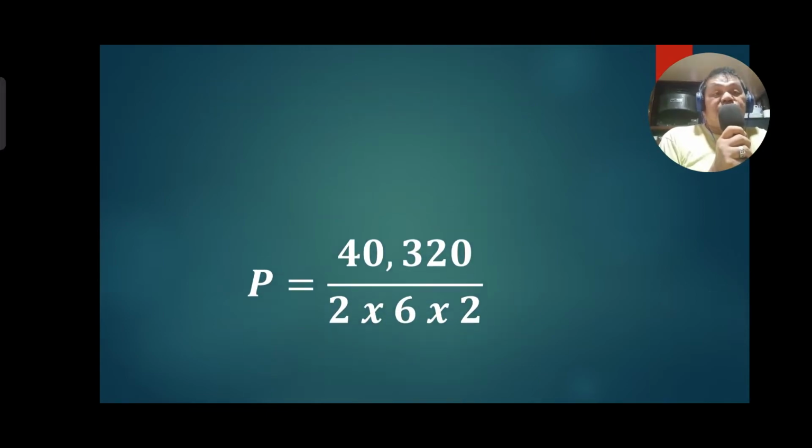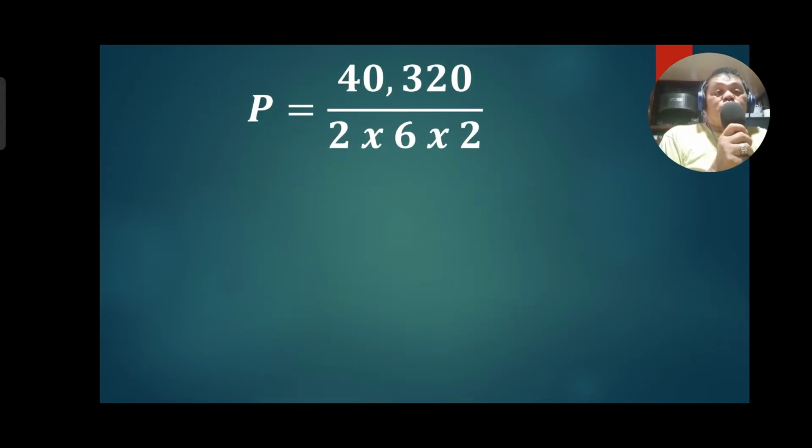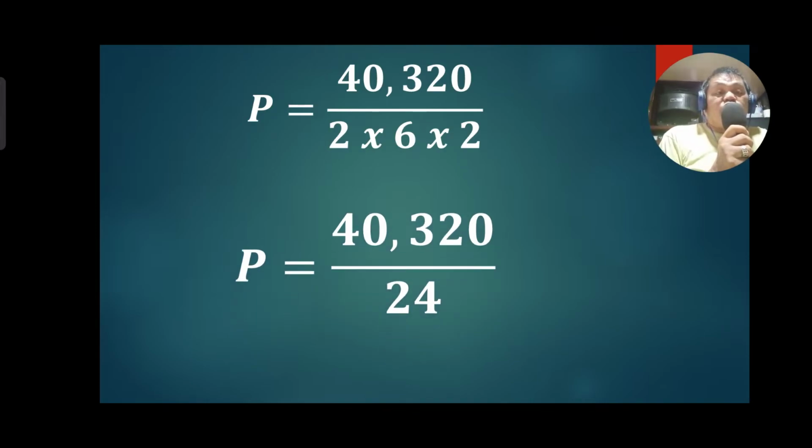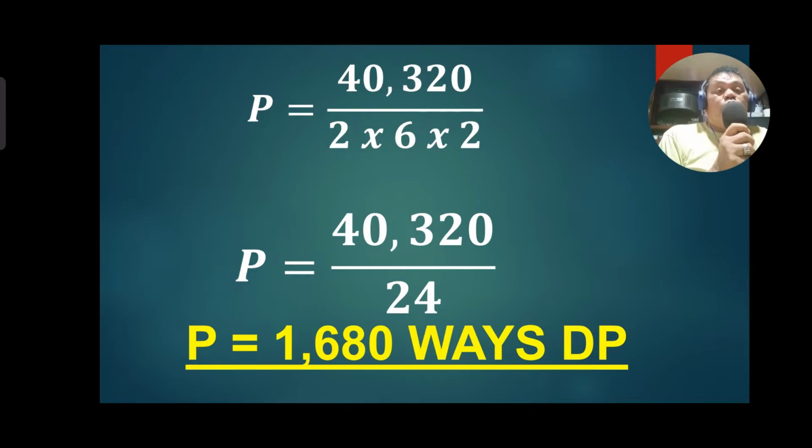That would be 40,320 divided by 2 times 6 times 2. That will be equal to 24. And we have 40,320 divided by 24 is equal to 1,680 ways, or we have distinguishable permutation.